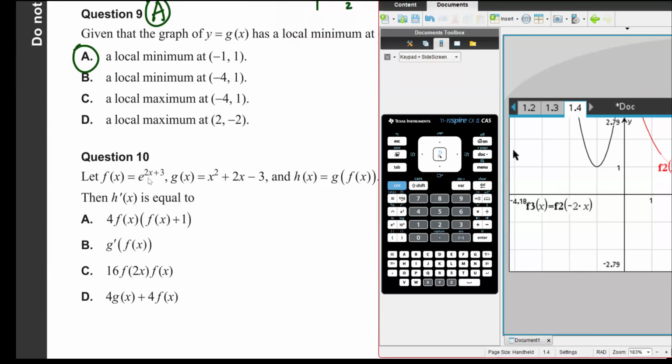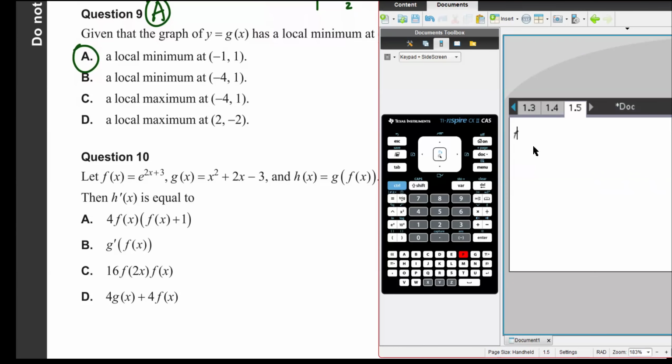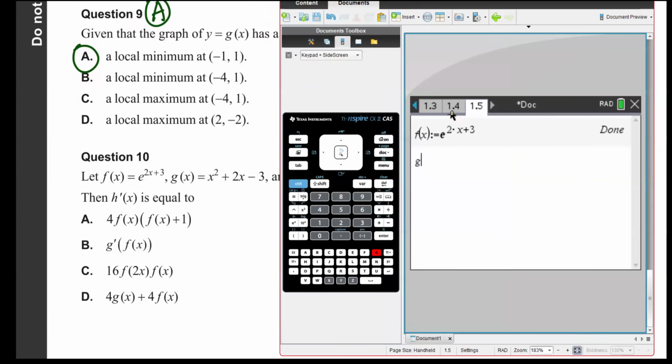Let f of x equal e to the power 2x plus 3, g of x is x squared plus 2x minus 3, h of x is g of f. Oh, interestingly, this time they didn't use the g of f or f of g notation, but anyway, it's the same thing. So just say f of x is assigned to exponential 2x plus 3. And g of x is assigned to x squared plus 2x minus 3. And h of x is assigned to g of f of x.